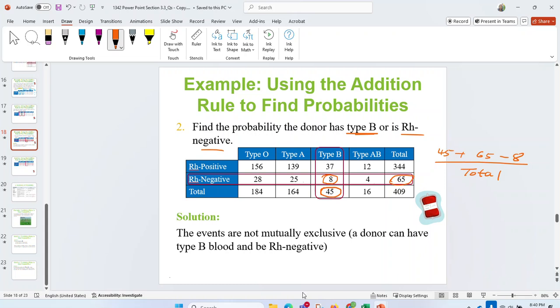My total here is 409. You can divide each one by 409, or since they have the same denominator, I can just add them all together. Adding them together gives 110 minus this one, and that's 102 over 409, and then you can estimate it as a decimal. So that is how you do this type of calculation.